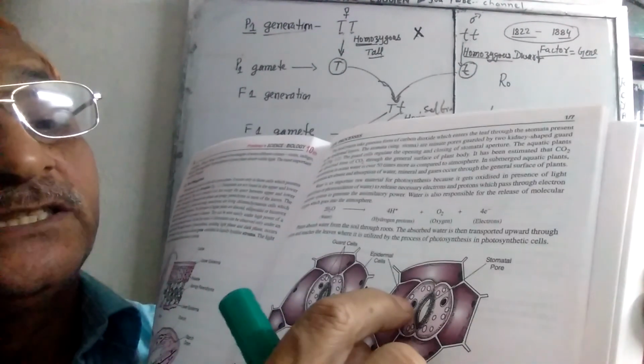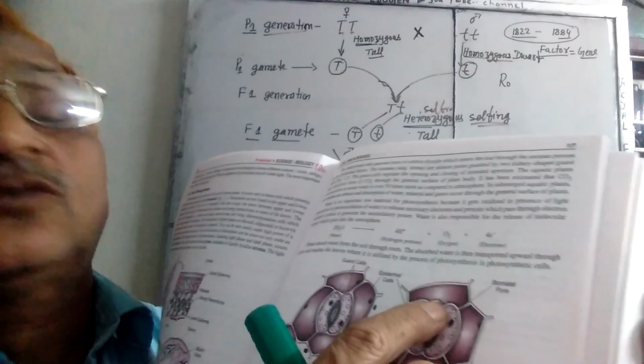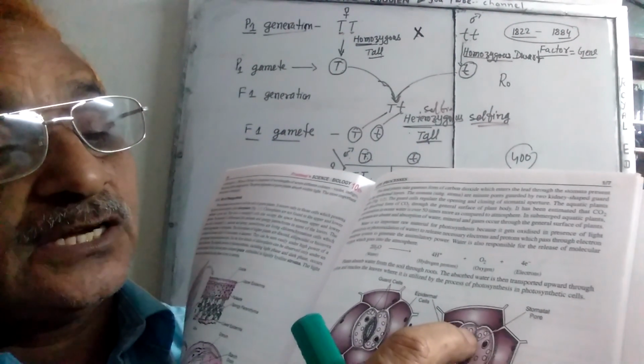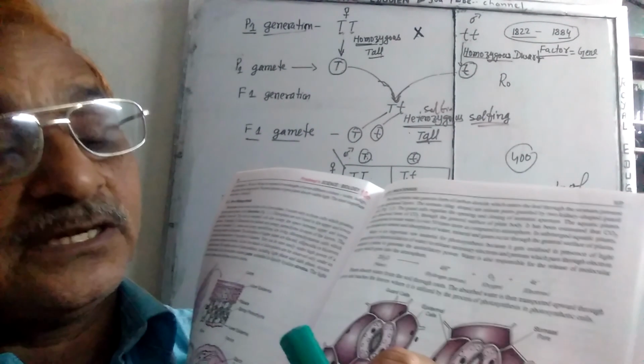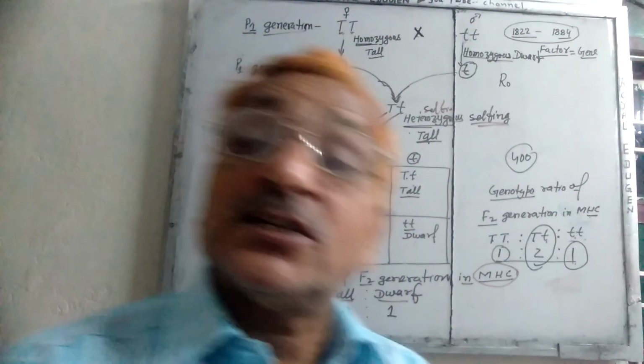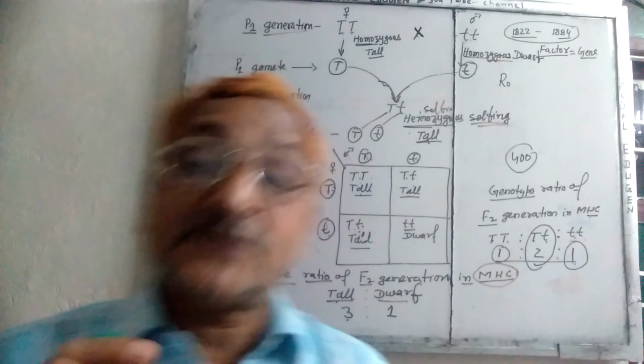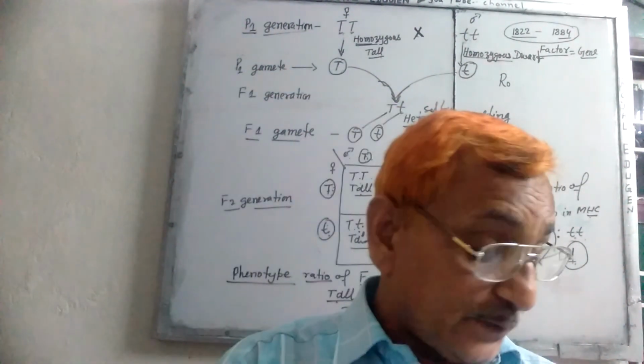These are the guard cells. This one is the nucleus. These are the chloroplasts. The inner wall is thicker and the outer wall is thinner. So in this way, when the guard cells are turgid, the stomata opens.